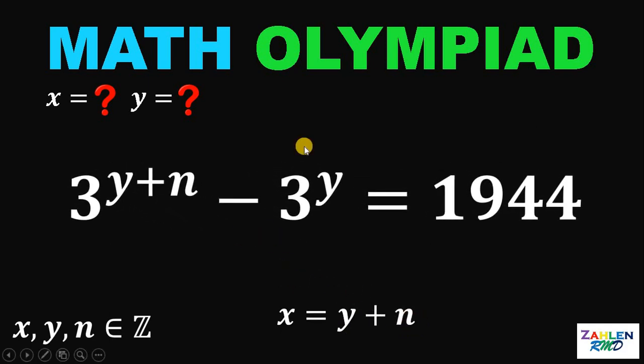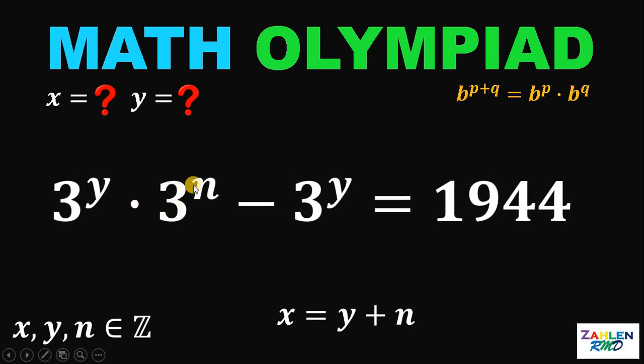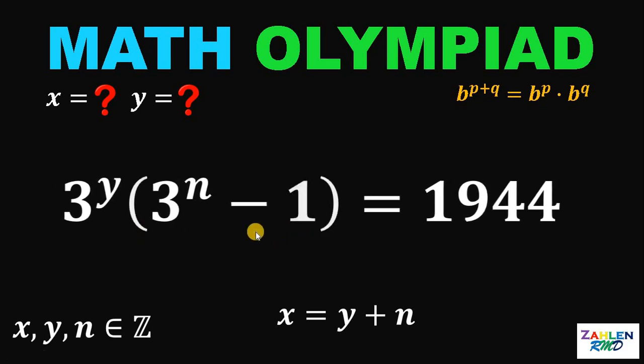Now at this point, let's recall some laws of exponent. If we have b raised to p plus q, it is equivalent to b raised to p times b raised to q. Therefore, 3 raised to y plus n can be written as 3 raised to y times 3 raised to n. Now, 3 raised to y is common, so we can factor out 3 raised to y. This will give us 3 raised to y multiplied by 3 raised to n minus 1.